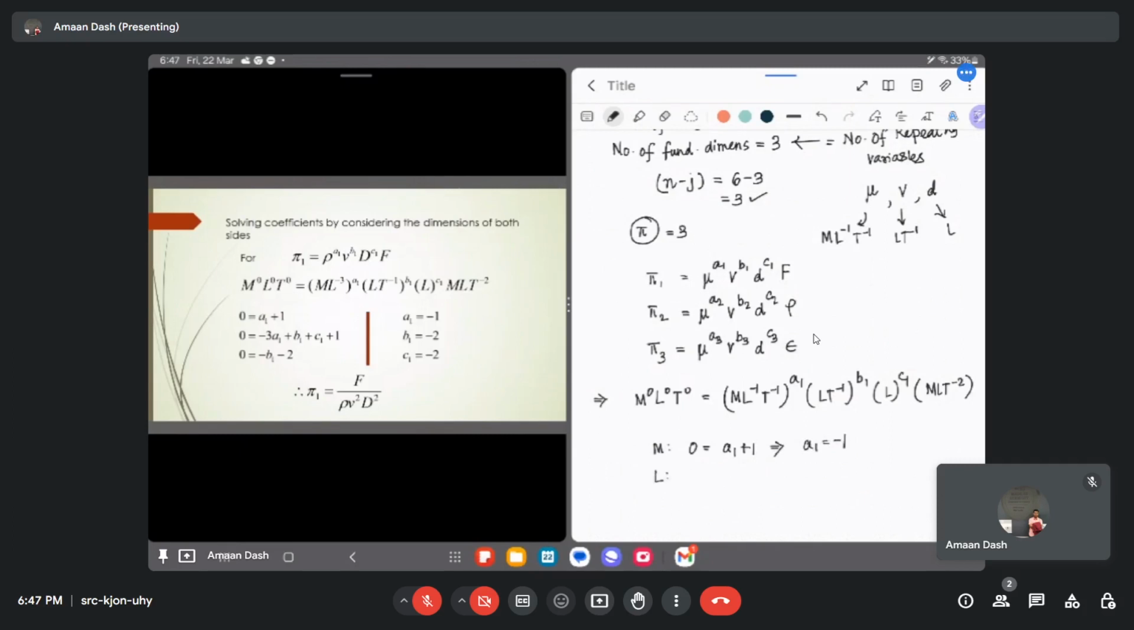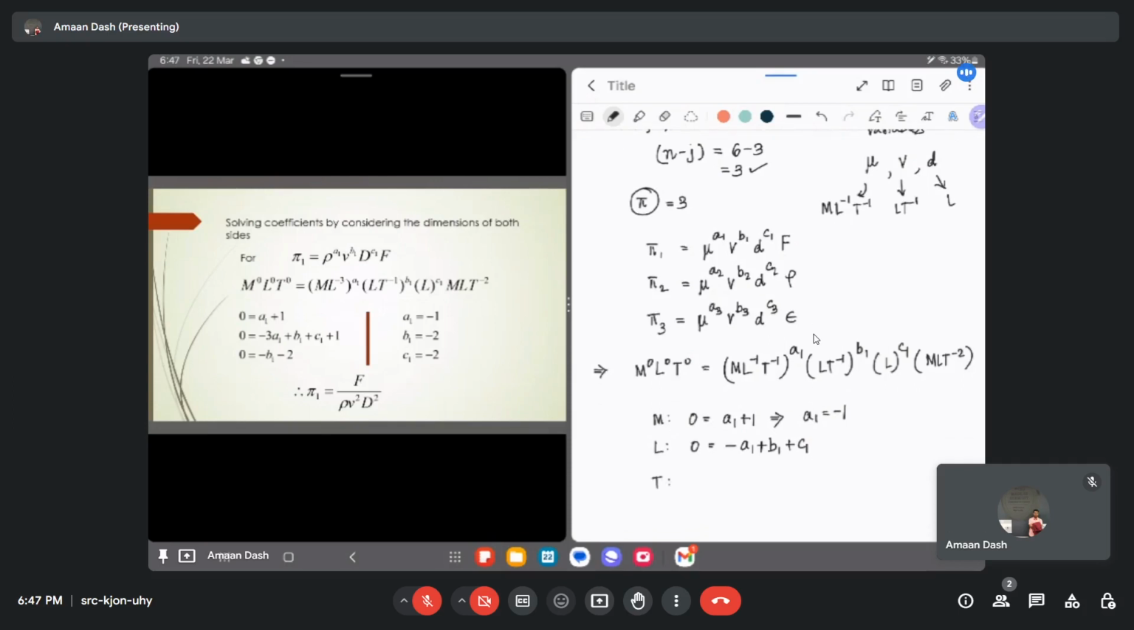And if we equate L, we have 0 is equal to minus A1 plus B1 plus C1. Correct? And then we have T: 0 is equal to minus A1 minus B1 minus 2. So this implies B1 is equal to minus A1, and A1 is minus 1, so B1 is 1. And from here, C1 is equal to A1 minus B1. So A1 is minus 1, minus 1, so this is minus 2.